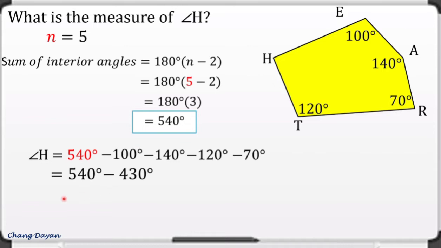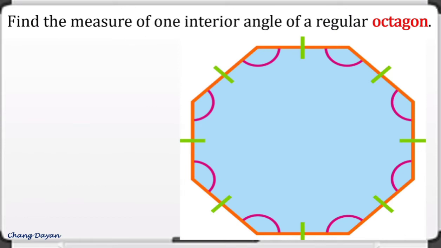So the measure of angle H is 110 degrees. So remember, it's not a regular polygon. So we have to use this formula. Okay. Now let us have this one. Find the measure of one interior angle of a regular octagon. So this is a regular octagon.